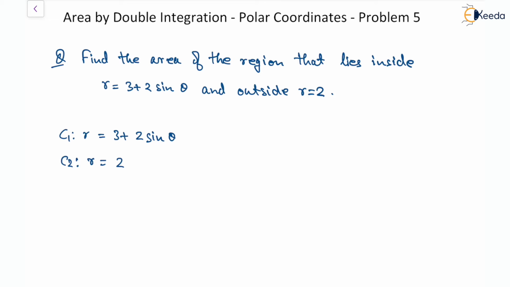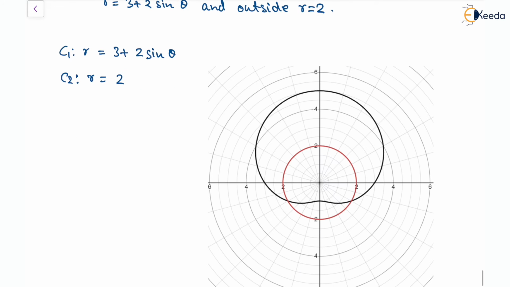So first of all, let's try to understand this curve. So these are the curves, and this one is C1, which is 3 plus 2 sine theta, and this one is C2, which is 2. Now, the region which is inside the limaçon and outside the circle will be this one.